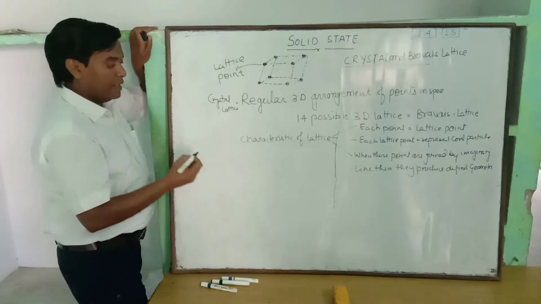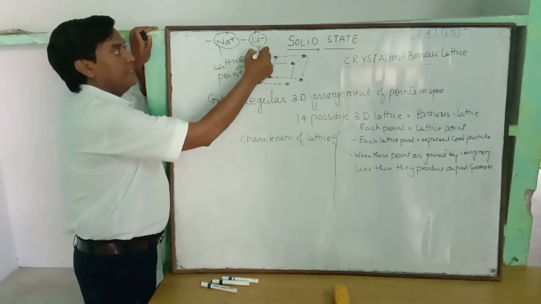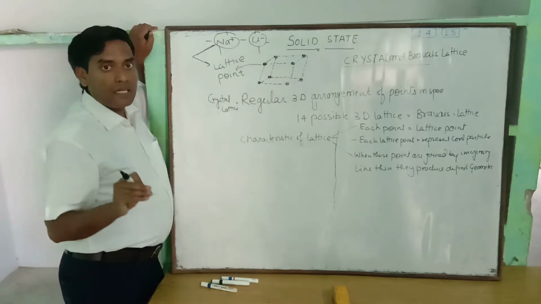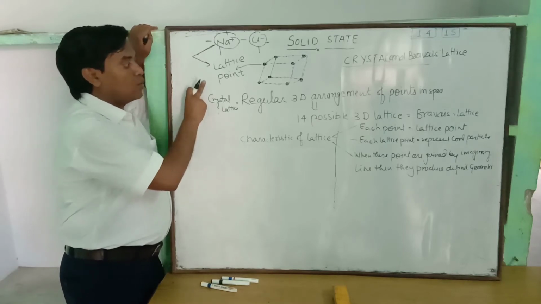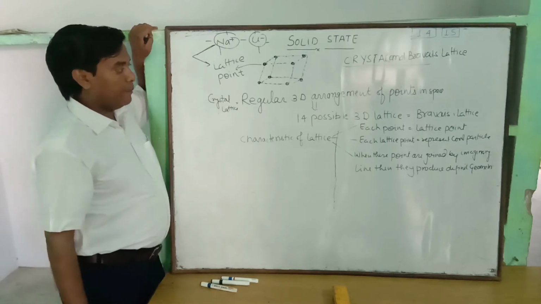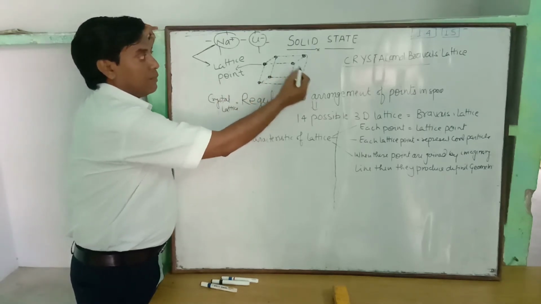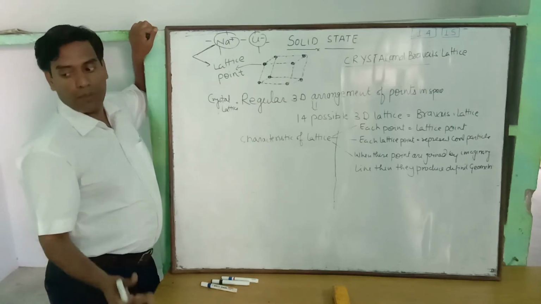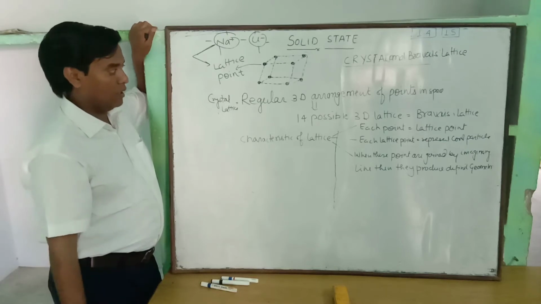Clear? Suppose sodium chloride is there. In sodium chloride, Na+ and Cl- ions are there, and these points are known as lattice points. So in a crystal, the position of a constituent particle is known as a lattice point. When these lattice points join with each other by imaginary lines, they generate a certain structure. It may be cubic, monoclinic, or hexagonal.